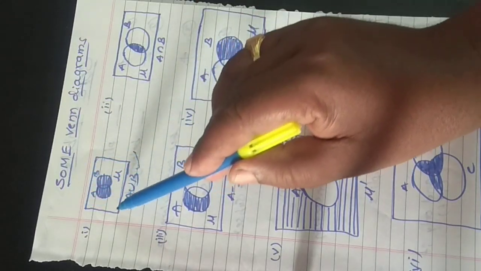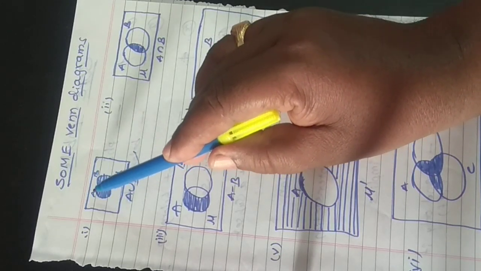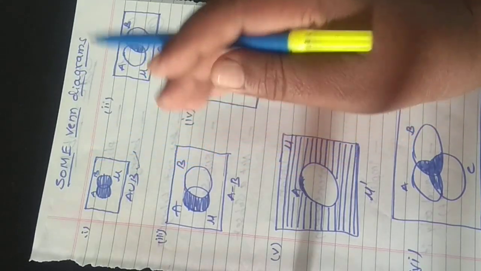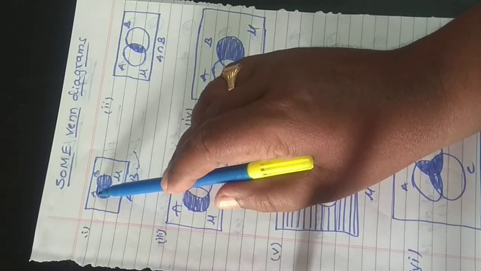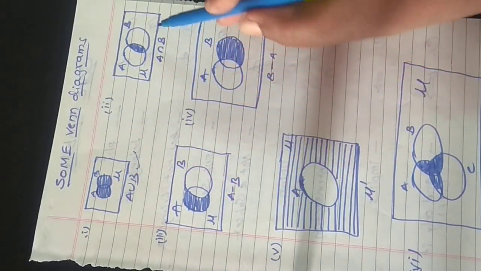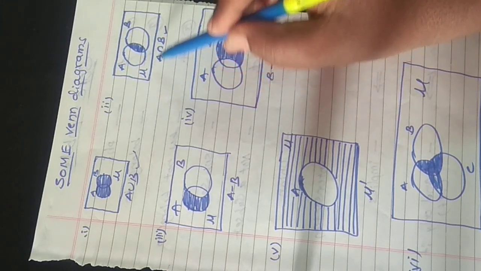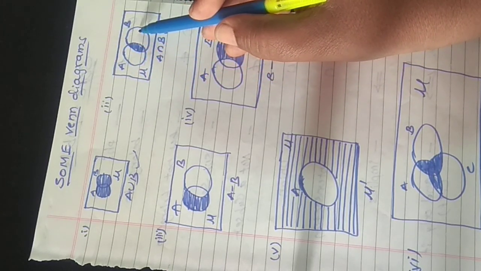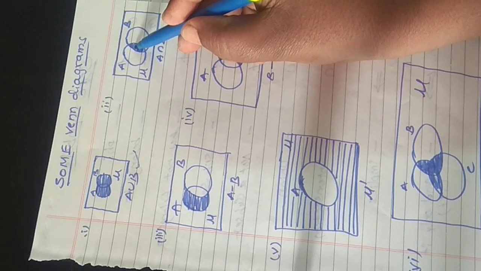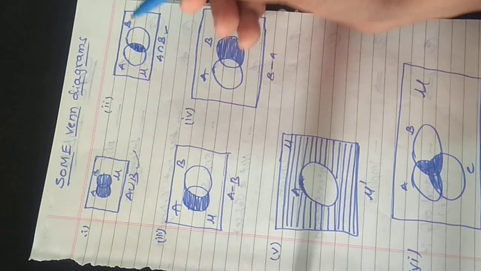This is the universal set, and in this universal set we have 2 sets A, B. A union B means the addition of A set and B set, like this. So we will show it in the Venn diagram. The second one is A intersection B. A intersection B means in the universal set we have A and B as 2 sets, and in these 2 sets A intersection B we will write like this. These are the common elements.